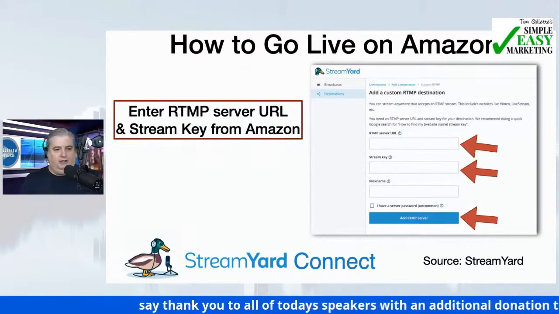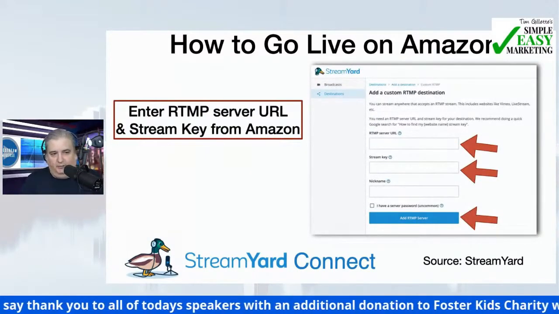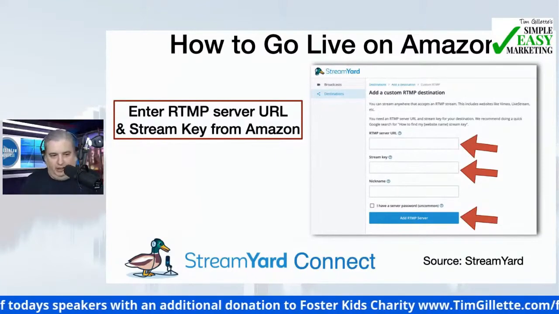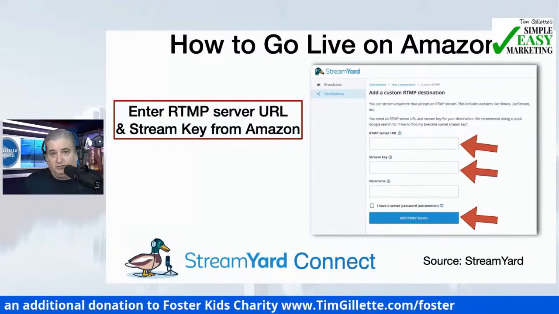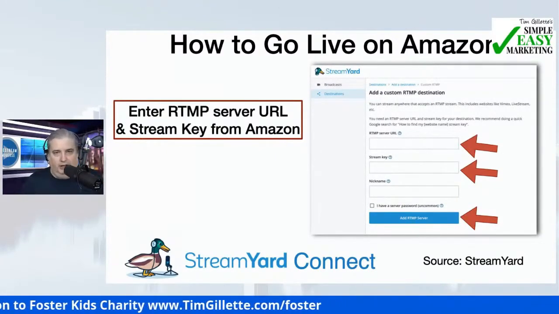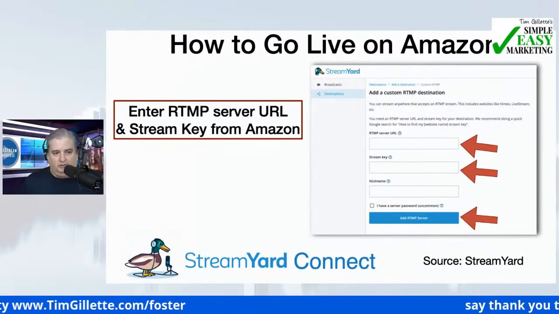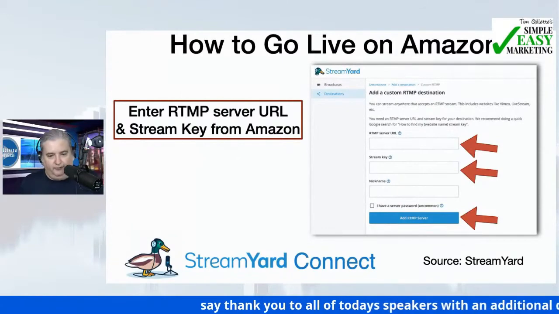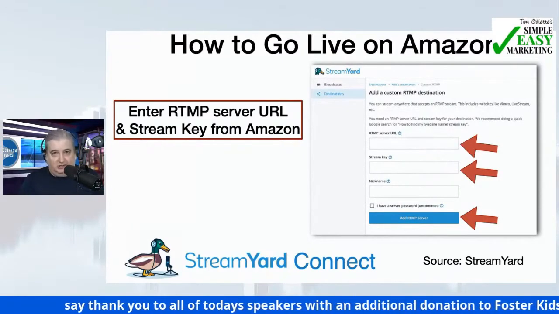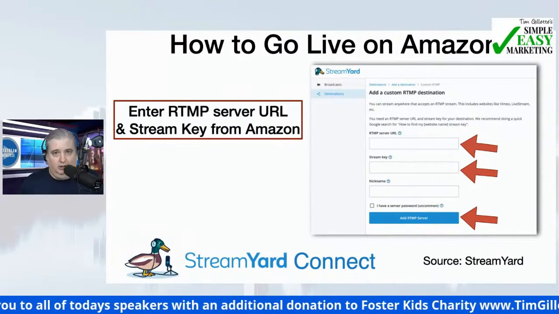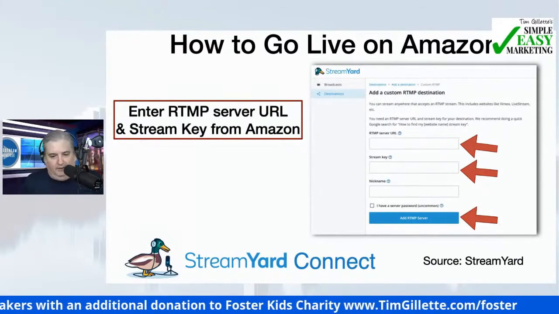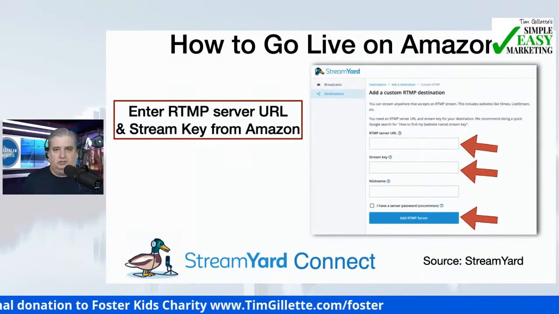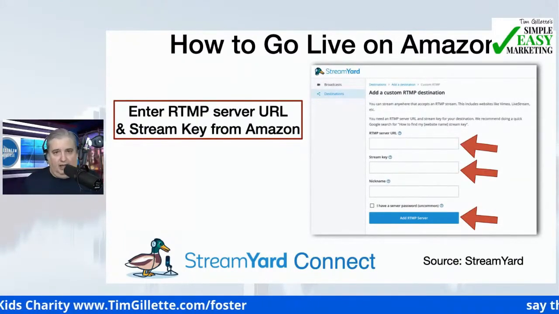After you do that, you'll come to this page that will give you the option of entering in the RTMP server URL. It looks sort of like a URL for a website, but it'll start with RTMP. And you enter that in the first space. Then the second space, you enter the stream key that you got from Amazon, and then you give it a nickname just so you remember. I called it Amazon Live.